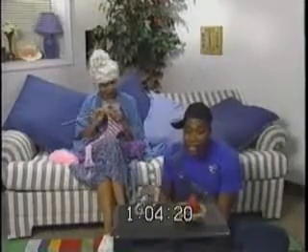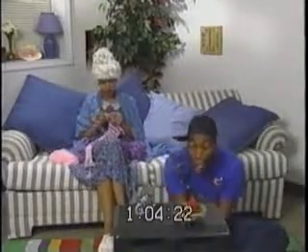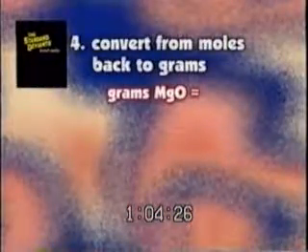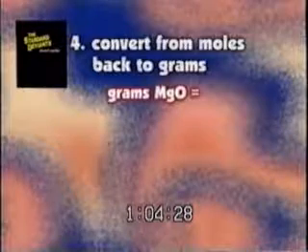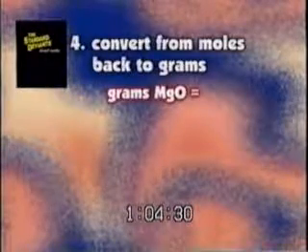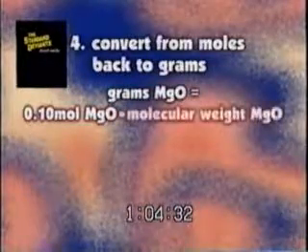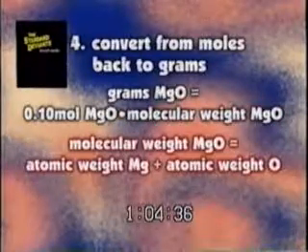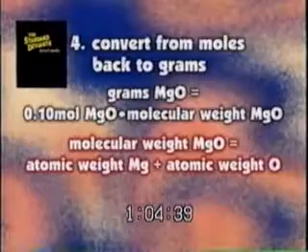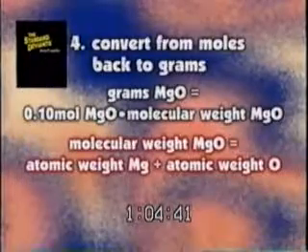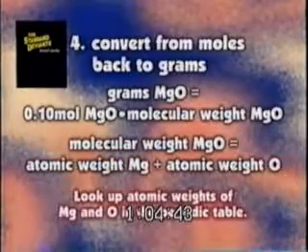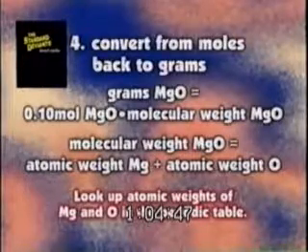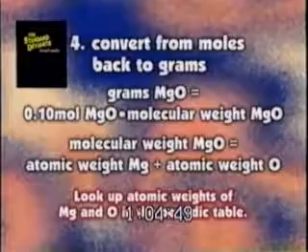Hey, Granny, now they're going to convert to grams. Look! Now, to find out how many grams of magnesium oxide we have, multiply the number of moles of magnesium oxide, 0.1, times the molecular weight of magnesium oxide. The molecular weight of magnesium oxide is the sum of the atomic weights of magnesium and oxygen. So just look up the atomic weights of magnesium and oxygen in the periodic table. Add them up and you'll have the molecular weight of magnesium oxide.